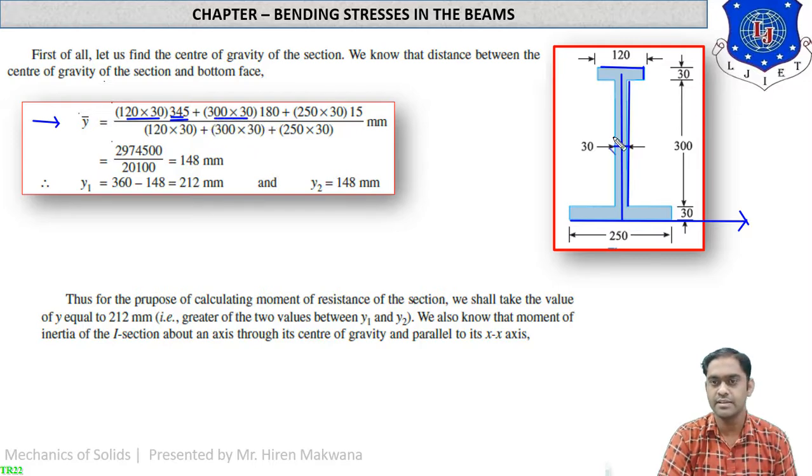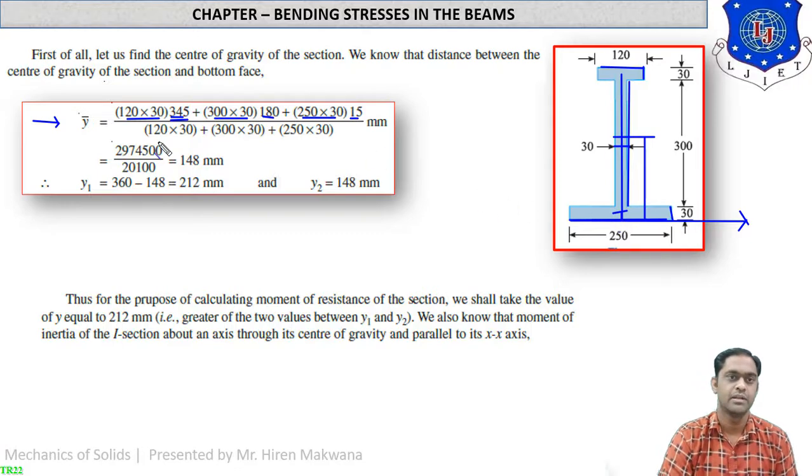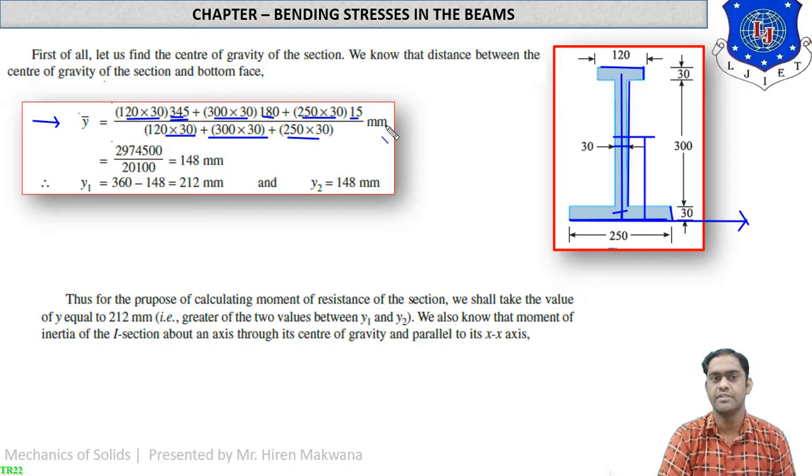And what is the distance? It is from the center of gravity of part 2 to the bottom, meaning 30 plus 150, which is equal to 180. The last area is A3, which is 250 into 30, and the distance is 15, from the center of gravity to the bottom. The denominator is A1 plus A2 plus A3. So the final answer is 148 mm for the y-bar.